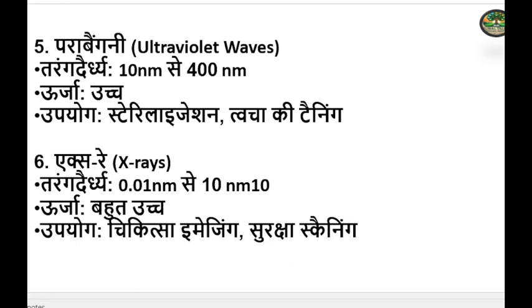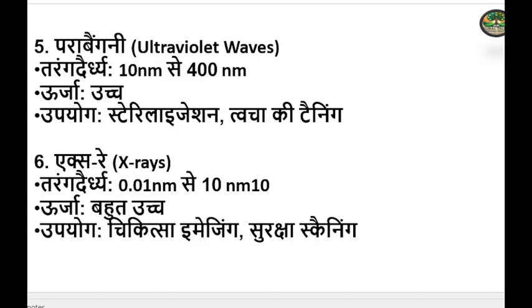Then next is the X-rays. X-rays have wavelength 0.01 nanometer to 10 nanometer. Energy is very high, and it is being used in medical imaging, treatment, and security scanning. Like you can see at the airport, and nowadays they're being used at various railway stations, at the baggage scanner machine. If you put your baggage inside, everything will be scanned, and security personnel can monitor through this machine.